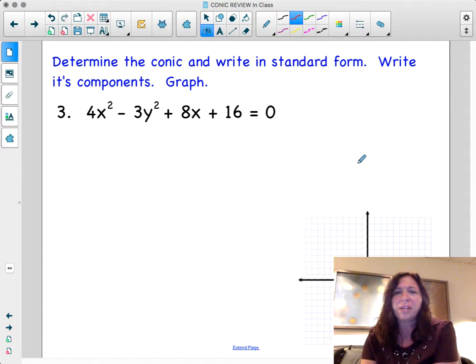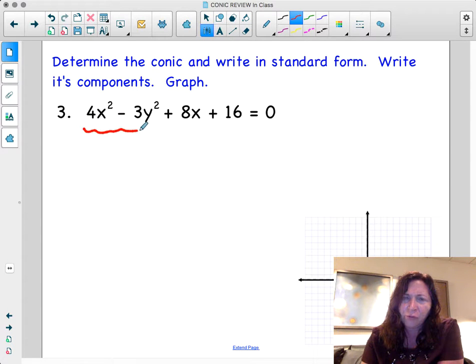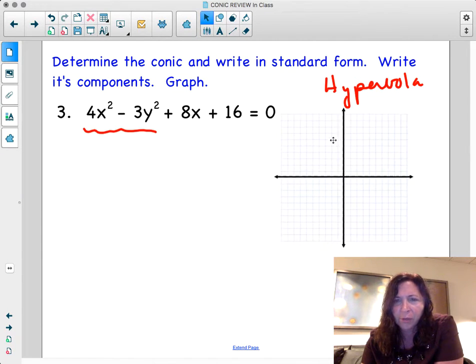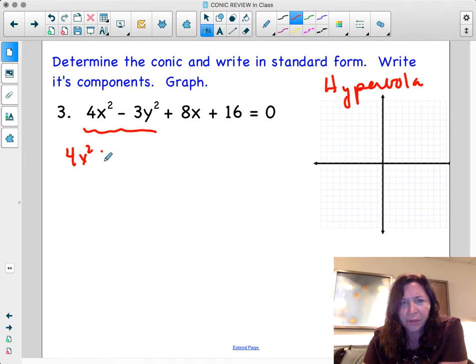This problem says determine the conic and write it in standard form. If you look at the two squared terms in this equation, there is a minus between them, so this must be a hyperbola. Let's start completing the square. First, I'm going to group my terms: 4x squared plus 8x minus 3y squared. I'm going to move this 16 to the other side. It's not attached to anything.